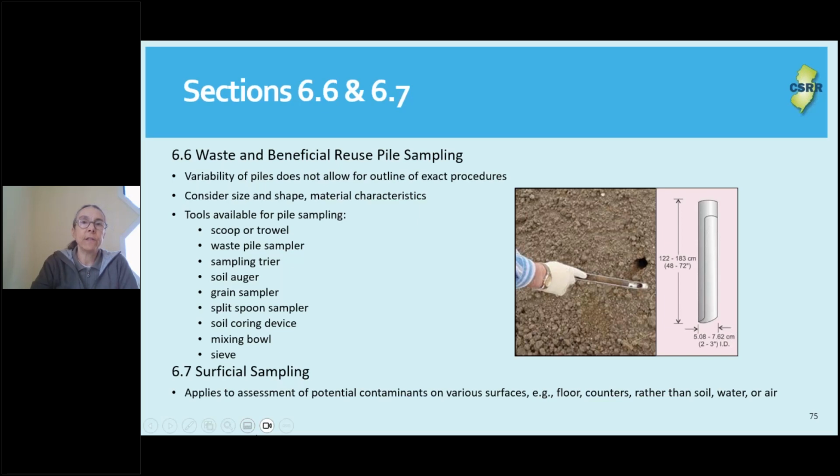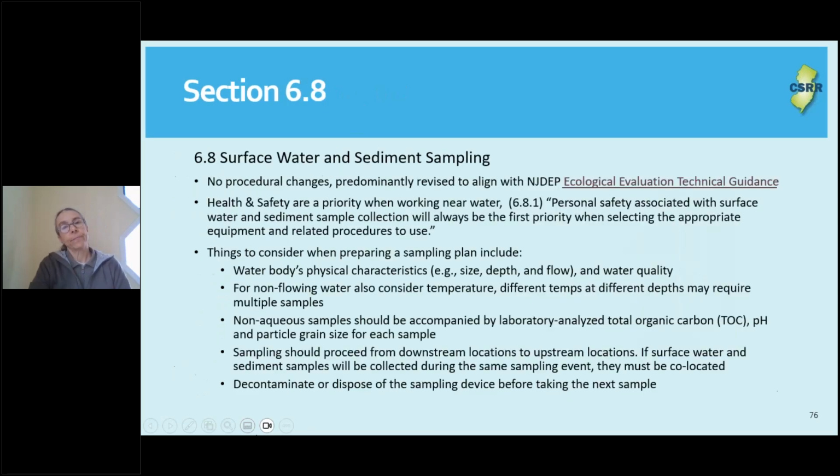Section 6.7 covers superficial sampling, and this is related to various surfaces like floors or counters rather than your surface soils. Next slide. Section 6.8 covers surface water and sediment sampling. There were no procedural changes made to this section. However, it was revised to align more closely with the ecological evaluation technical guidance.